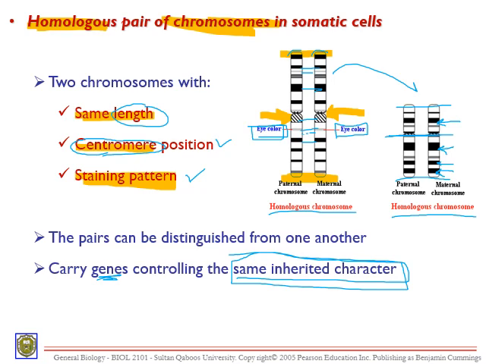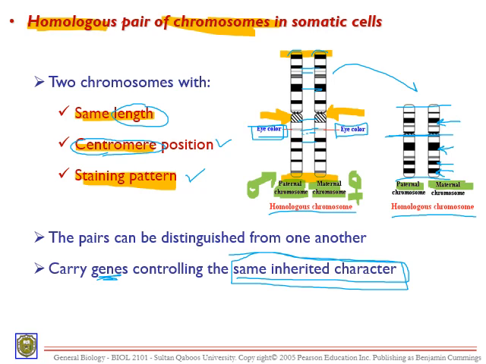Okay? And another term here that you can notice, let me highlight it with green color. Just a second. Okay, you have paternal chromosome. Paternal chromosome is a chromosome that comes from the father. And you have maternal chromosome. Maternal chromosome is the chromosome that comes from the mother. And the same thing here, paternal, maternal.